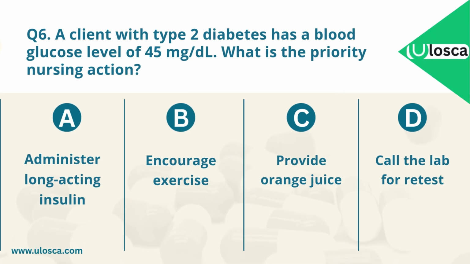Question 6. A client with type 2 diabetes has a blood glucose level of 45 mg/dL. What is the priority nursing action? A. Administer long-acting insulin. B. Encourage exercise. C. Provide orange juice. D. Call the lab for retest. Which one is the correct answer?